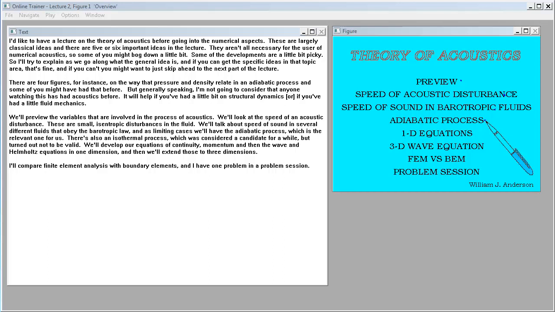We'll develop our equations of continuity, momentum, and then the wave and Helmholtz equations in 1 dimension, and then we'll extend those to 3 dimensions. I'll compare finite element analysis with boundary elements. One problem in a problem session.